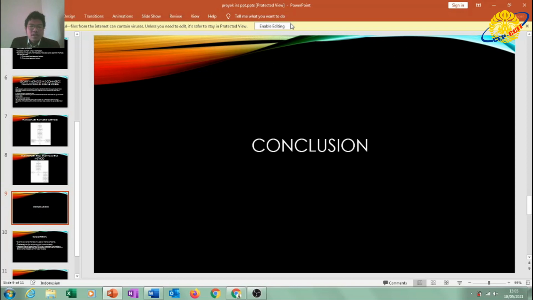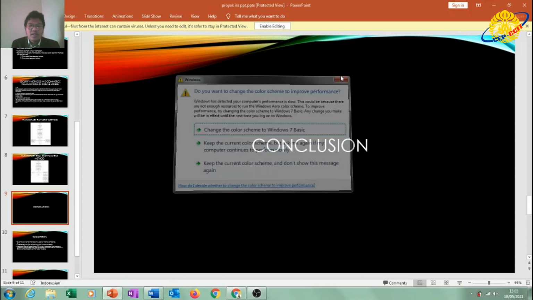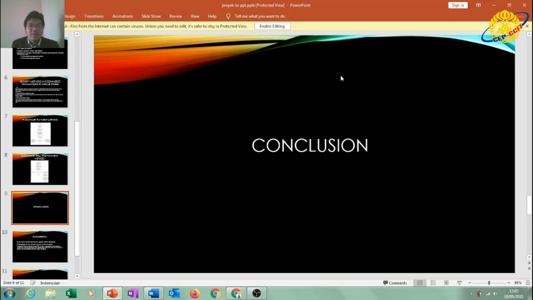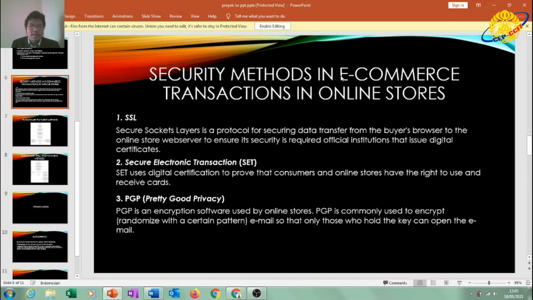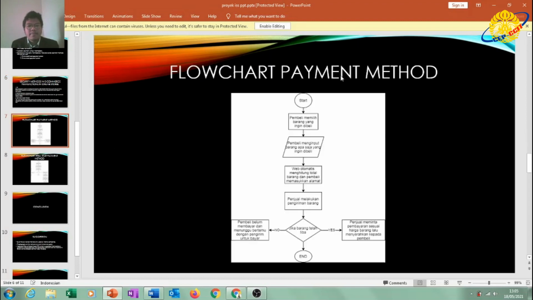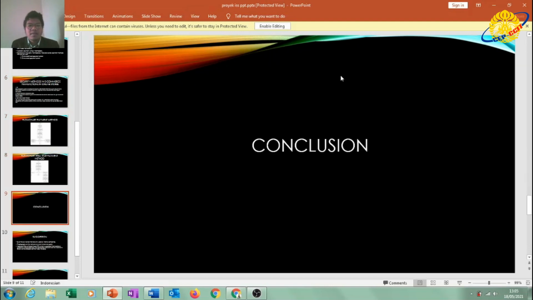And the conclusion of this project is basically that in every payment in an online transaction, we need security. We need security because it is very important. This is all about money. If the data gets hijacked, we will lose all the money. There are three basic security methods, such as SSL, SET, and PGP. Besides security for the payment, we also need security for the identity of the customer.